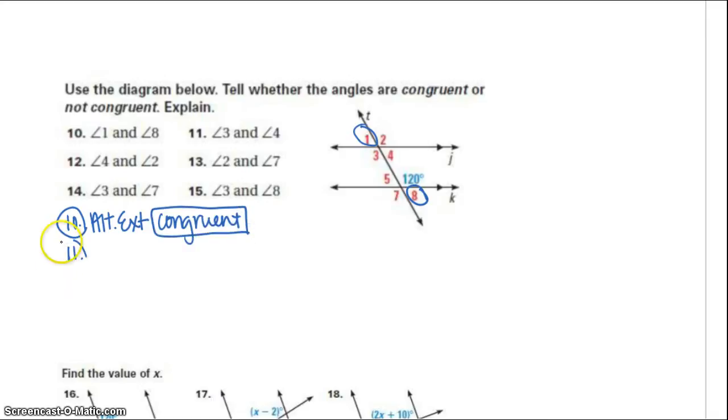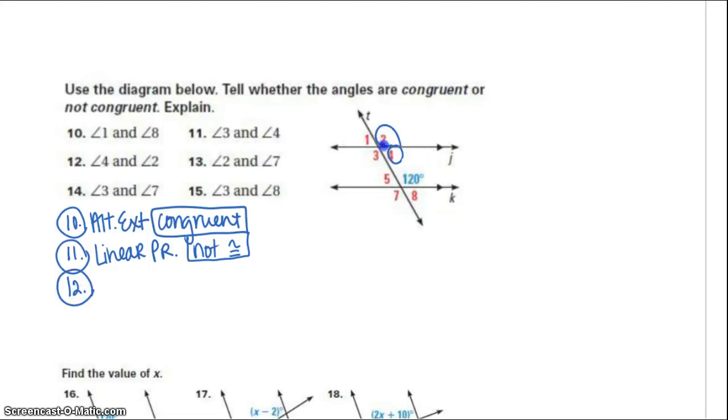Let's go to number 11. Number 11 is right here, and it says angle 3 and 4. What kind of angles are they? Ooh, it's coming back to bite ya. Linear pair. They're a linear pair. And all linear pairs, are they congruent or not congruent? They're 180, right? They're supplementary, so not congruent. Let's be lazy. Let's use the symbol. There we go.